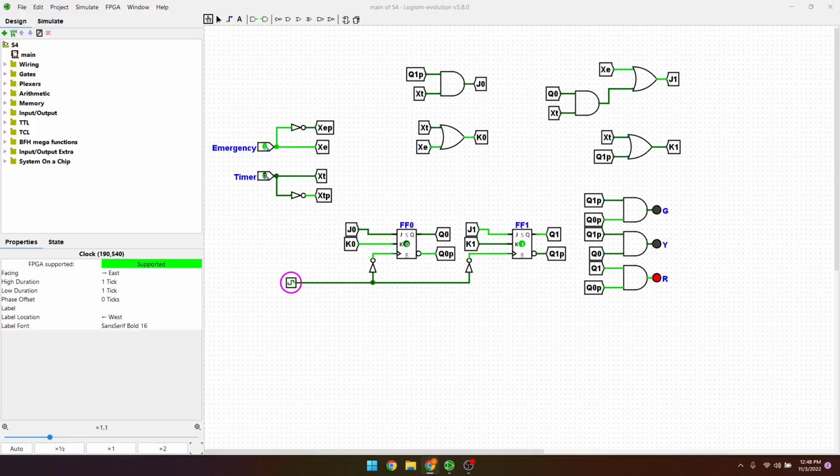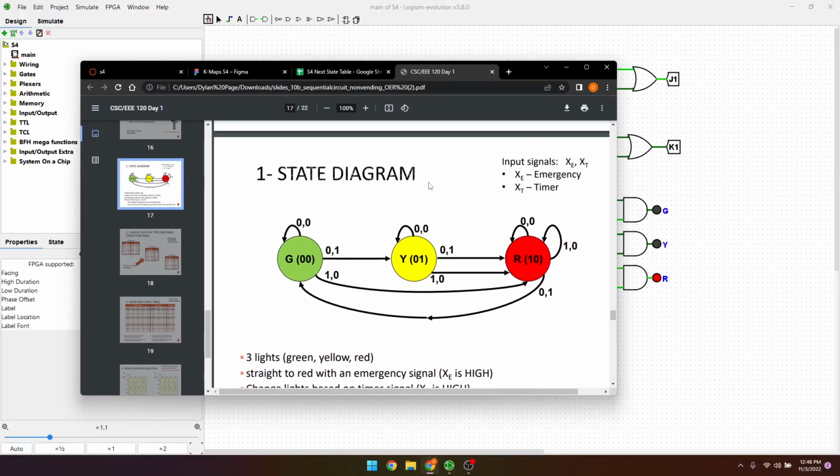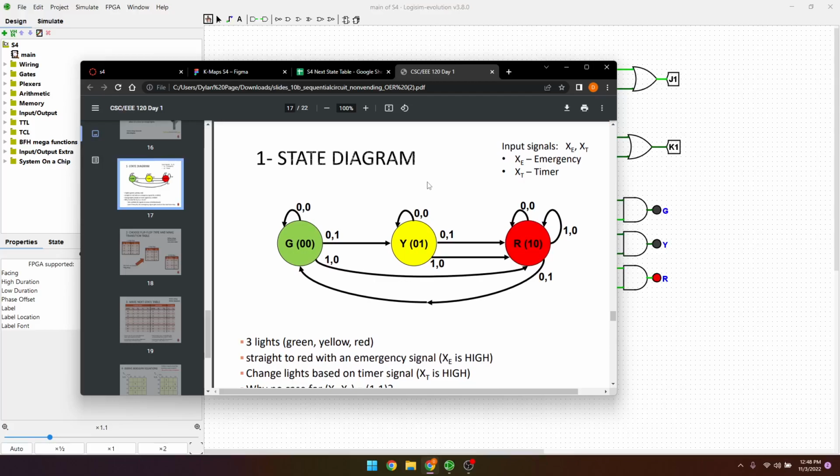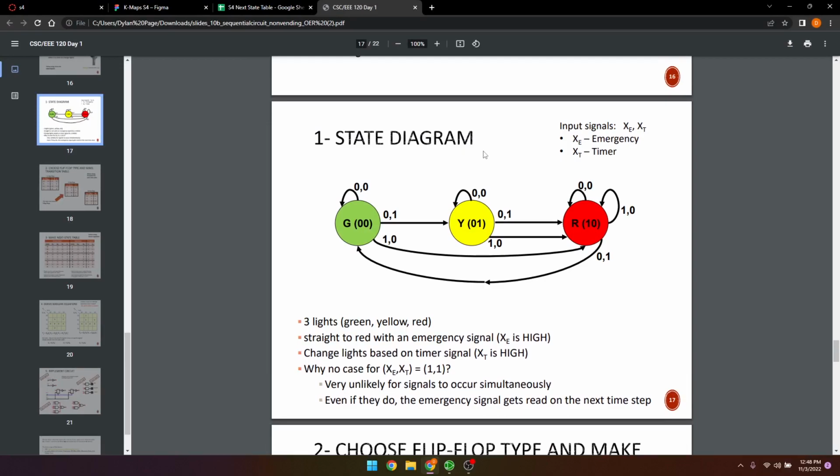To start we can go ahead and look at our state diagram. This is the one that I was given. We were told to make another one, but this one does literally the exact same thing that we want our circuit to do. So I figured I'd just use the same one.